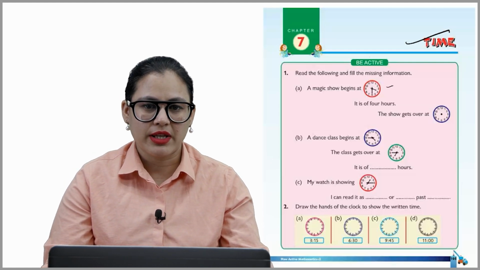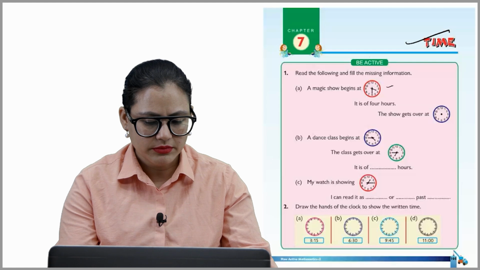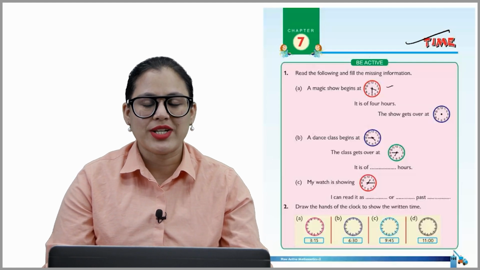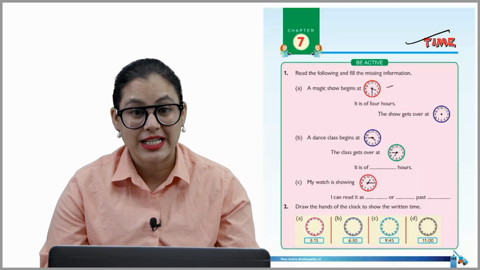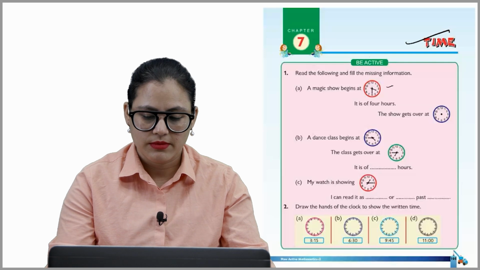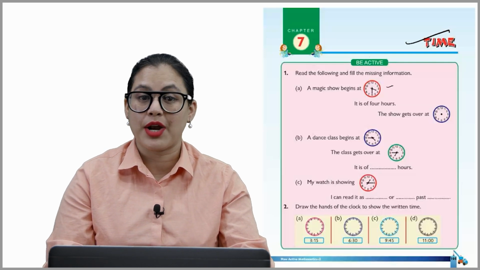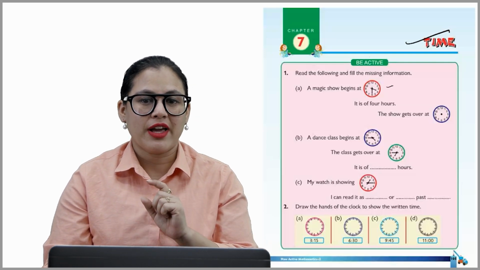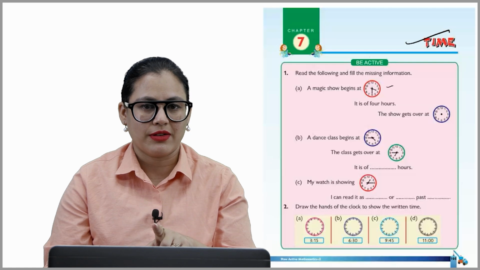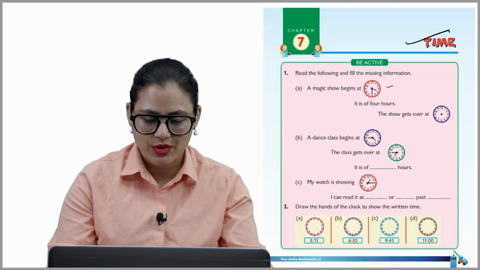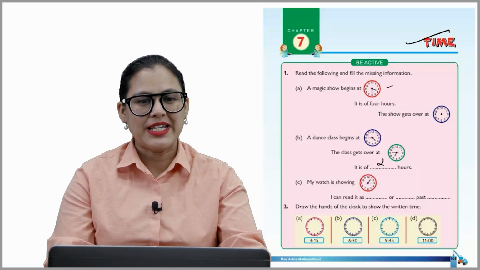A dance class begins at this, which is 4:45. The class gets over at 6:45. It is of dash hours. 4:45 to 6:45, 2 hours, okay. So, it is of 2 hours, right.